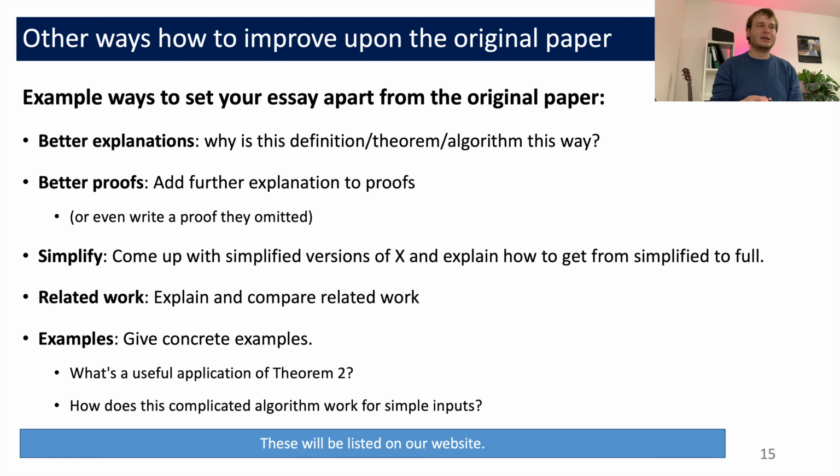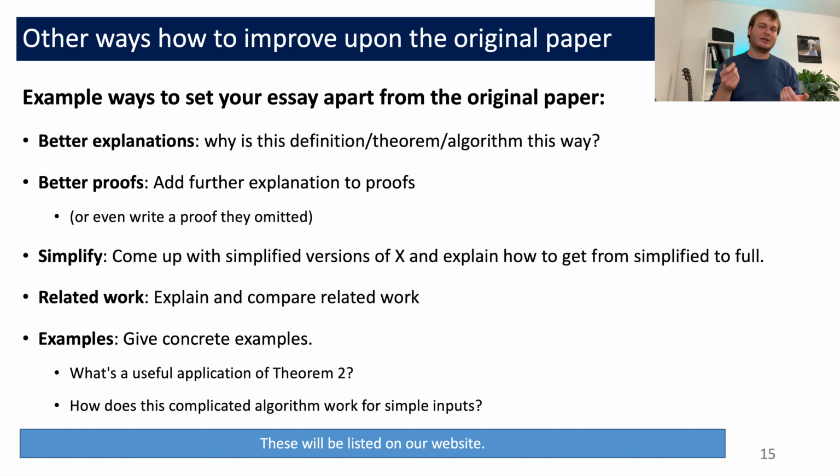So for example, you can give better explanations than they did in the original paper. Again, they often have page restrictions, so they can't give all of the explanations in depth. So why is this definition, this theorem, or this algorithm the way that it is? Could they have done differently? Just discuss this. Sometimes it's a good idea to improve upon the theoretical proofs that they did in the paper. You can add further explanations or even just write a proof that they omitted or just said is trivial or something. You can also go the other direction.